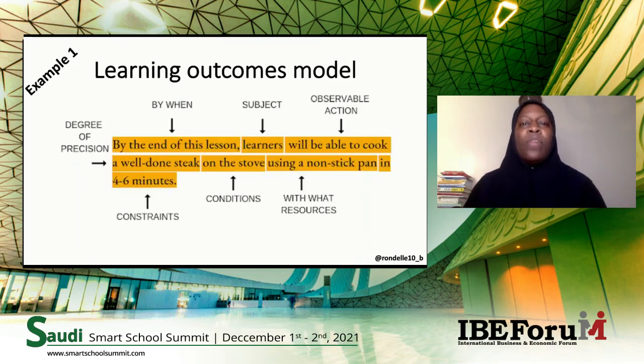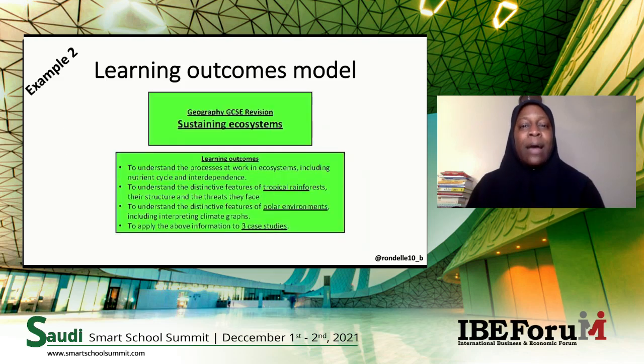Here's an example of a learning outcome, very specific. So by the end of this lesson, the students will be able to cook a well-done steak within 4 to 6 minutes. It's very, very specific. And as you can see, it shows the actions, what resources, etc. Every young person will be clear about whether or not they've actually met that particular outcome.